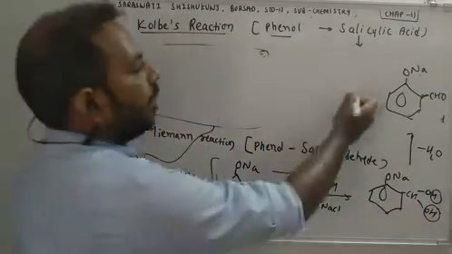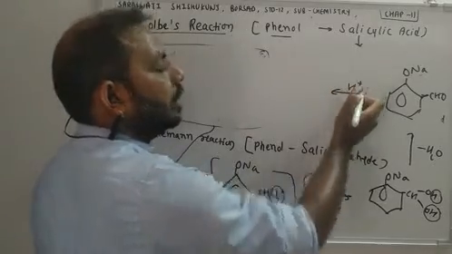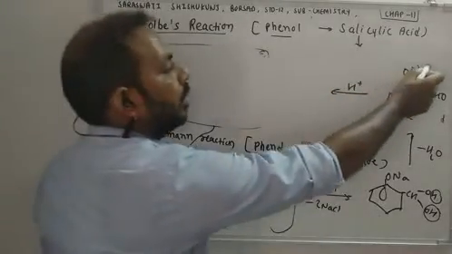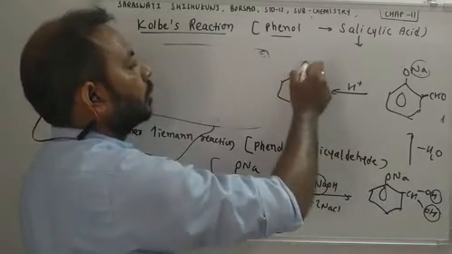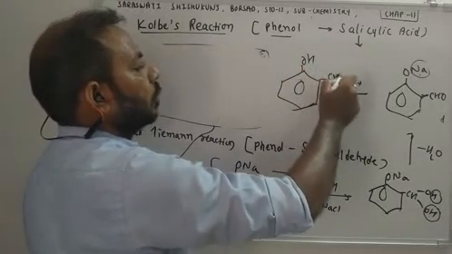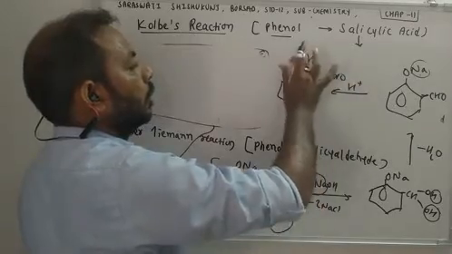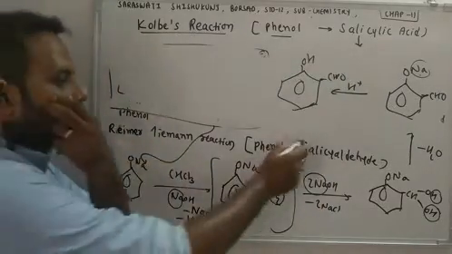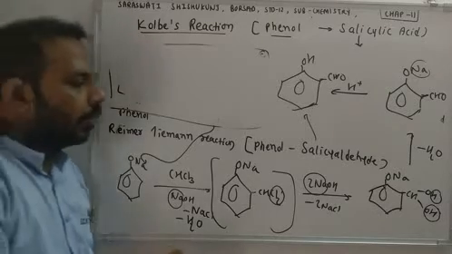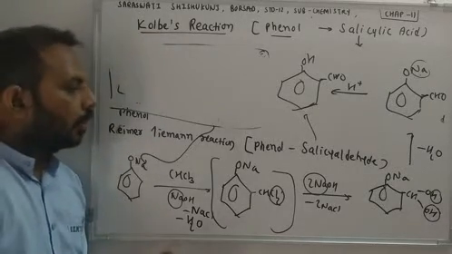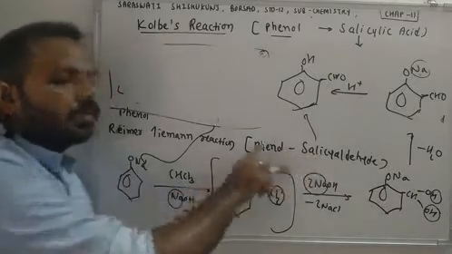The last step is acidification, so reaction with H plus. It will replace Na plus and form OH and CHO. Okay. And that is known as salicylaldehyde. So we have discussed the preparation of salicylaldehyde from phenol.